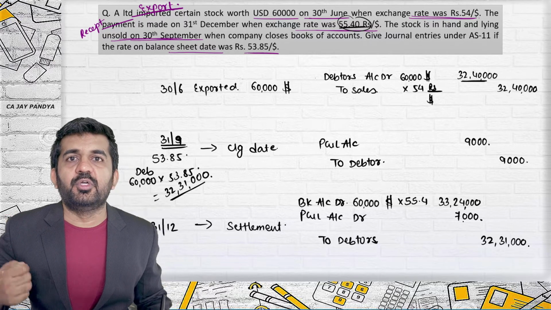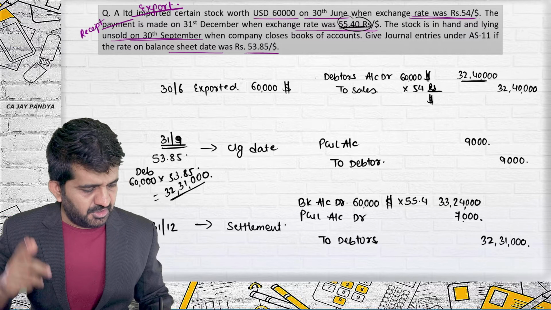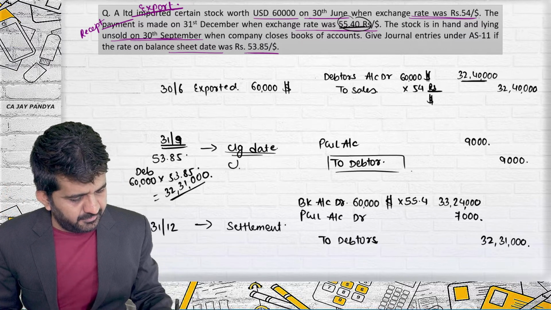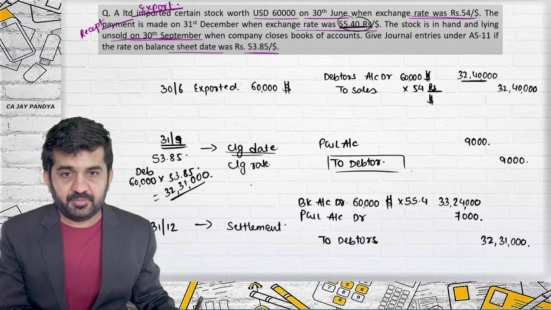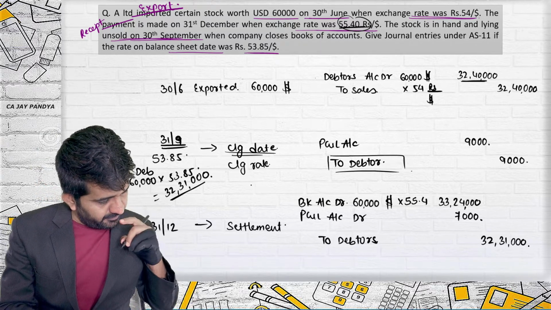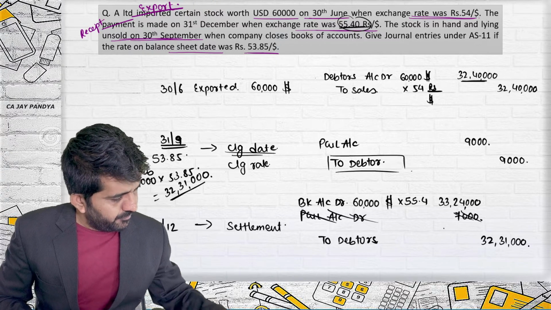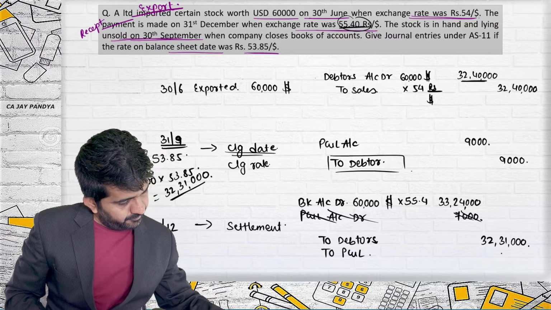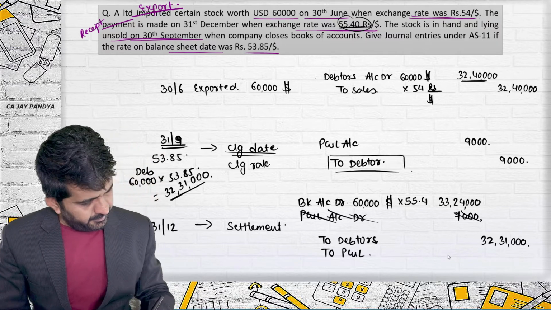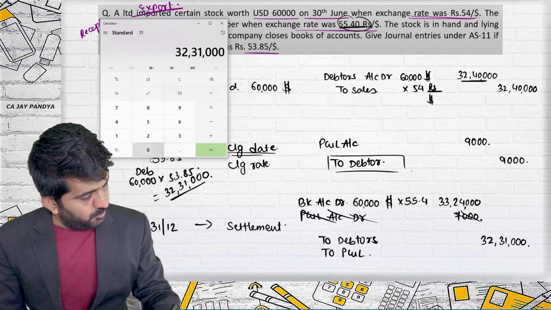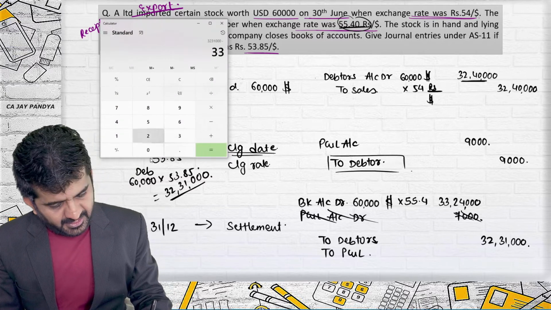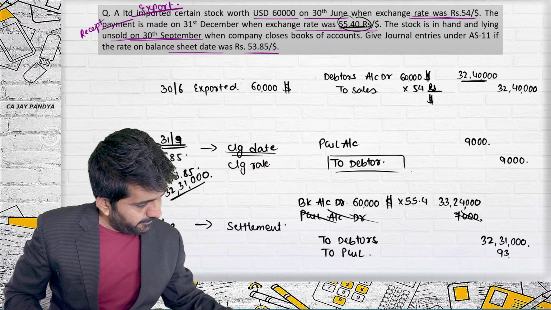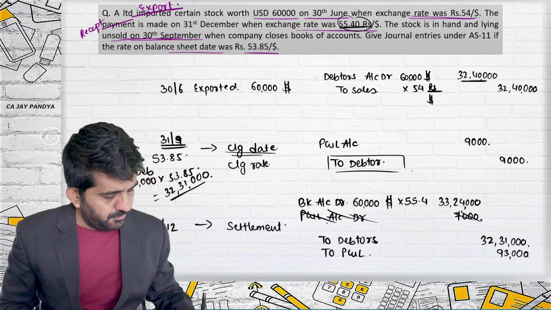This is how you deal with a foreign currency transaction. My only question is why the debtor is recorded at closing rate? Sir, there is a profit. Yes, sir. There is a profit of how much? 93,000. 32,31,000 minus 33,24,000. Yes, 93,000 profit. Thank you.